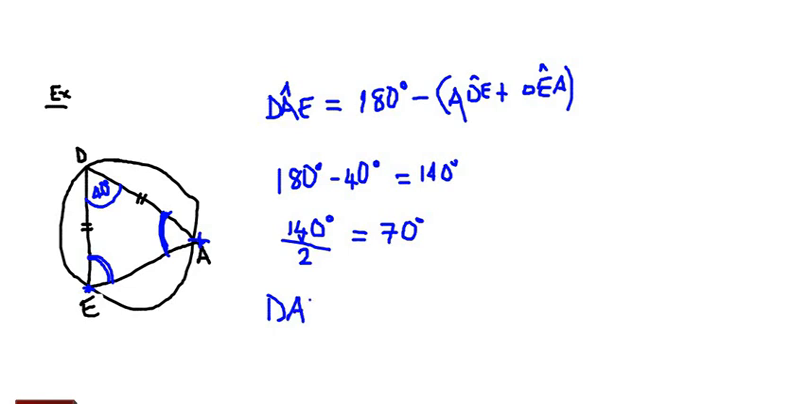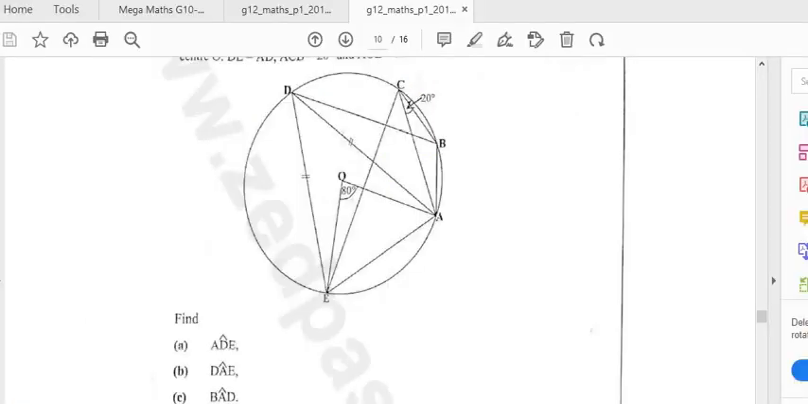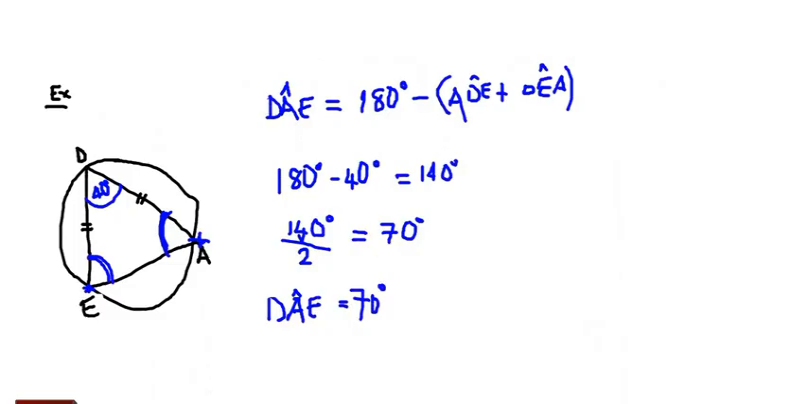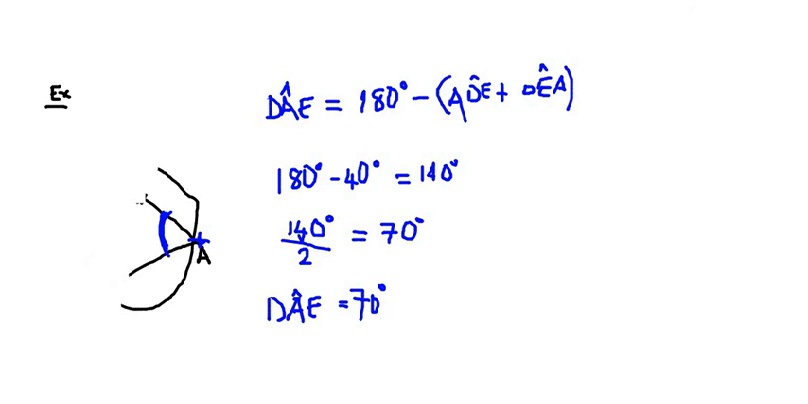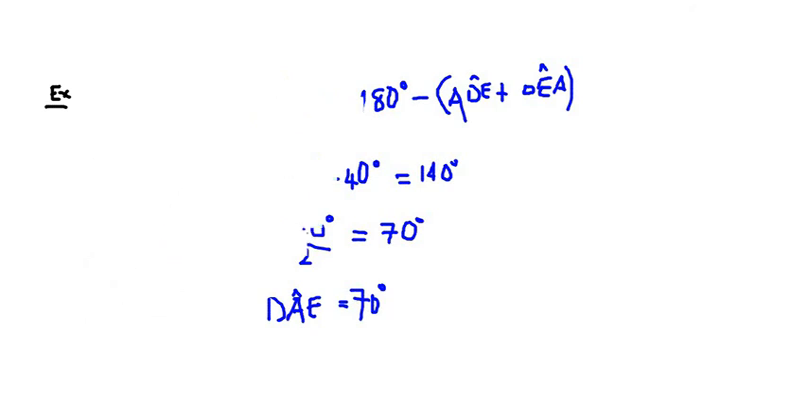DAE, the angle we are looking for, DAE, is simply 70 degrees. Okay, then the last part of the question is to find BAD. You can see it in the question there. So again, we use the same sketch.